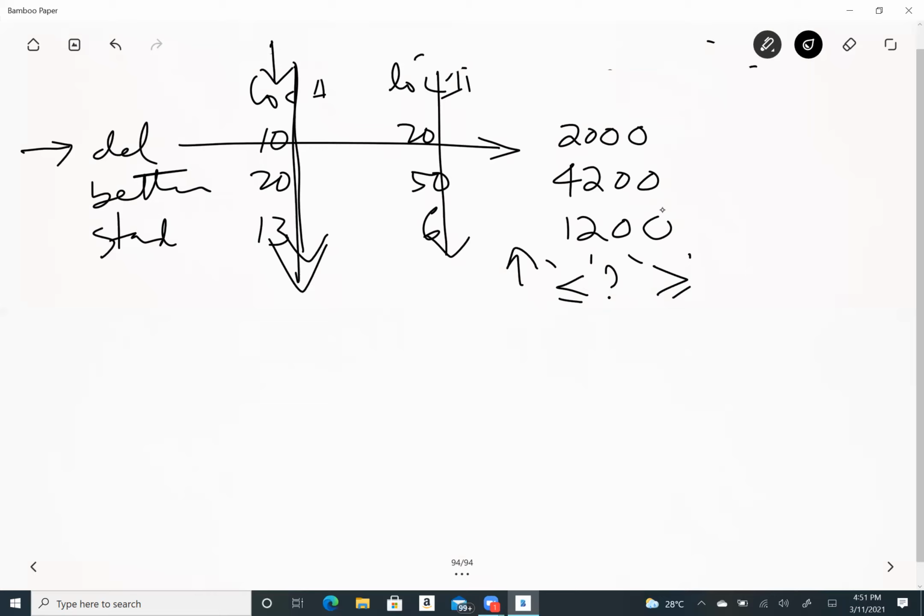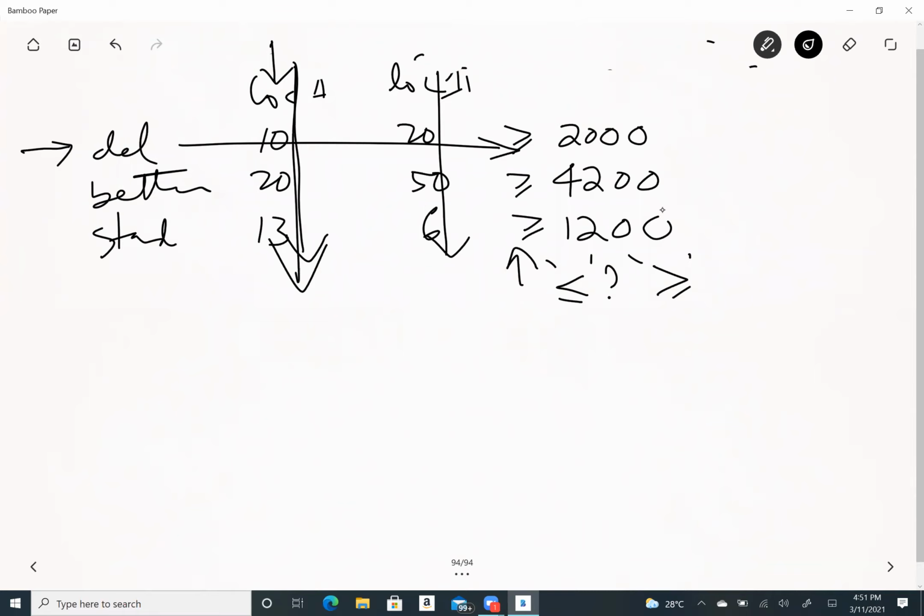Bigger than. Okay. If the order is 2,000, you can make more. You can make more than 2,000, but not less than 2,000. Because what? Because they want 2,000. So you put bigger than, bigger than, bigger than.